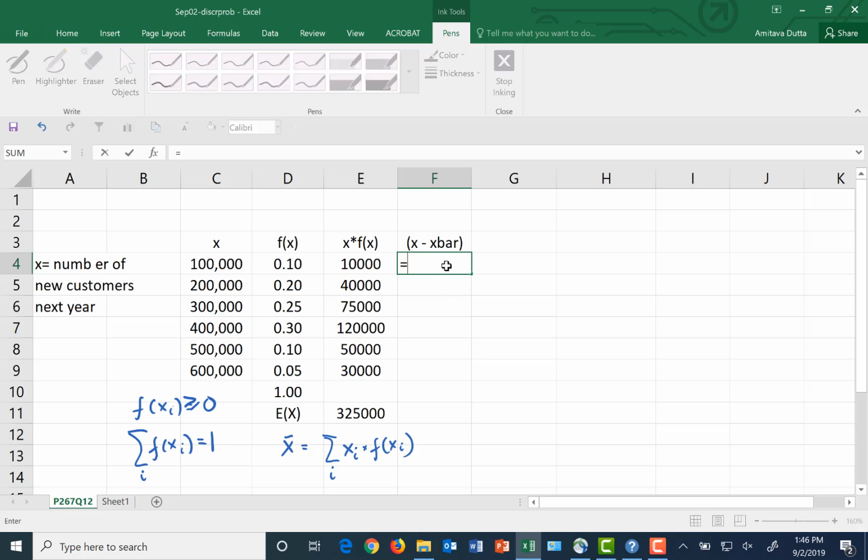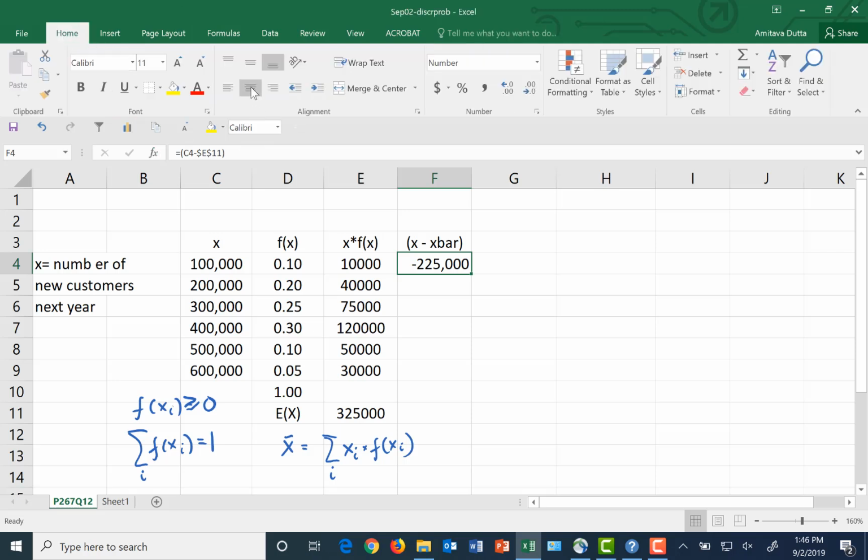Okay, so here I go. Here's the first outcome. How far is it from the mean? The average X bar is 325,000, and I'm going to make that absolute because I'm going to copy this formula down to the other cells. So here we have centered it. I have computed how far each value is from the center. For instance, this outcome 600,000 is 275,000 above the mean. So I've gotten the differences.